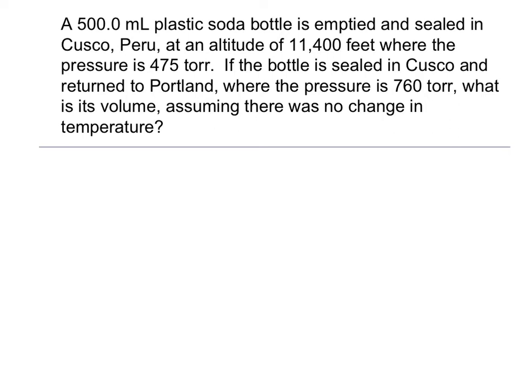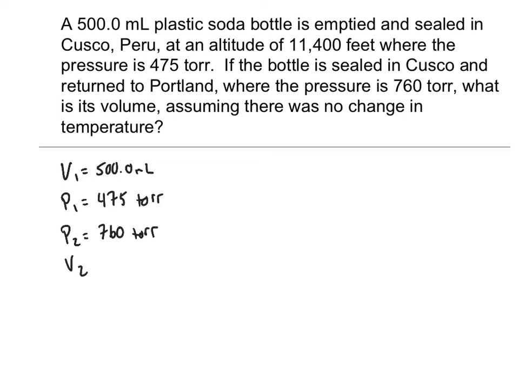And so, once again, we write out what we know. We have our initial volume of 500 milliliters. We know our initial pressure of 475 torr. And we know our final pressure of 760 torr. And we're tasked with finding our new volume. And so once again, we can set up our Boyle's law relationship.